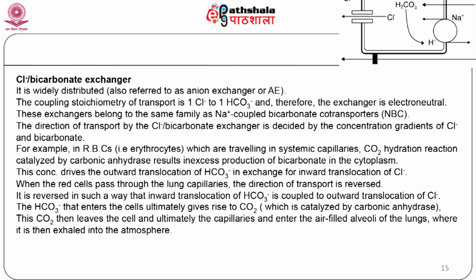For example, in RBCs, that is erythrocytes, which are travelling in the systemic capillaries, CO2 hydration reactions catalyzed by carbonic anhydrase result in excess production of bicarbonate in the cytoplasm. This concentration drives the outward translocation of HCO3- in exchange for inward translocation of Cl-. When the red cell passes through the lung capillaries, the direction of transport is reversed, in such a way that inward translocation of bicarbonate is coupled to outward translocation of Cl-.